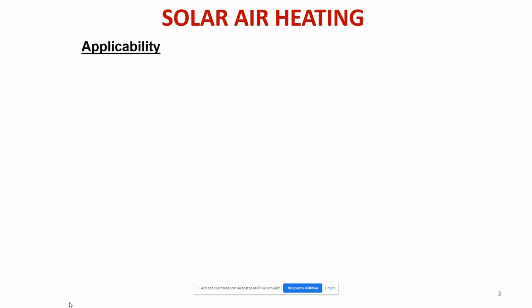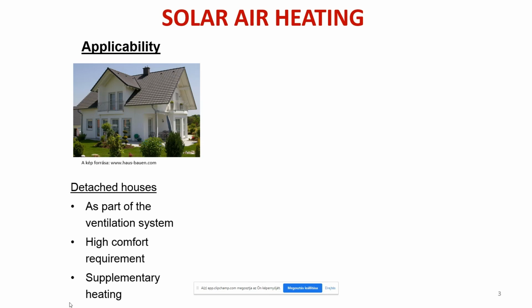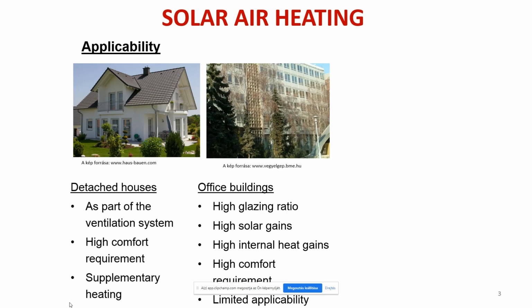Have a look at the opportunities where we can use solar air heating, and I would like to reflect on various building types. If you think about a detached house, the more modern it is, the more likely it is to have mechanical ventilation, because low energy consumption goes together with mechanical ventilation with heat recovery. However, detached houses have very high comfort criteria, so it is actually not the best place to use large-scale solar air heating. Neither is an office building.